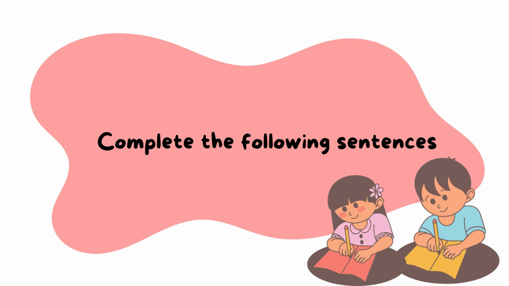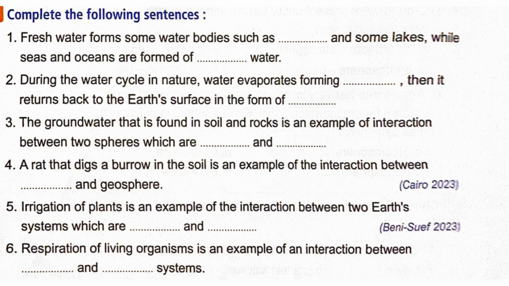Complete the following sentences. Okay, here we have the first question: fresh water forms some water bodies such as, and some lakes, while seas and oceans are formed of which water? So the first part, fresh water forms some water bodies such as, yes, we know a very important example for the fresh water, rivers. Okay, and some lakes, while seas and oceans are formed of, yes, salt water.